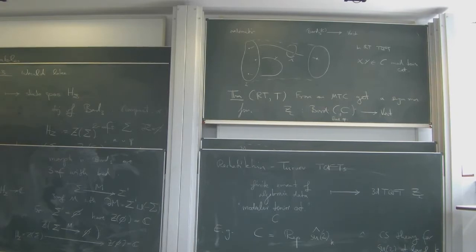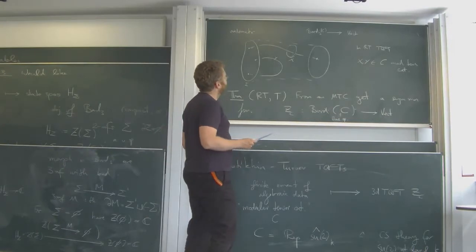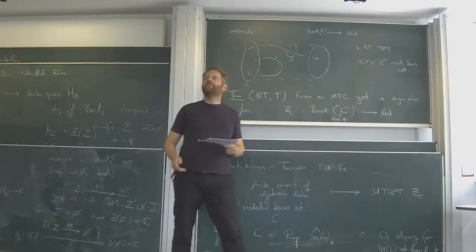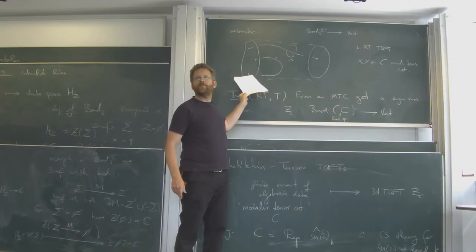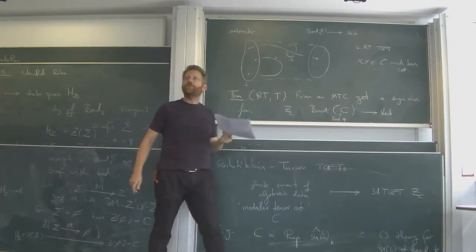So you can't see this. If you just evaluate this in the bare category, not the decorated category, this is a linear map from the input surface. It's always a linear map. This gives a linear map, but the vector space has now changed. The vector space also depends on what punctures you have.